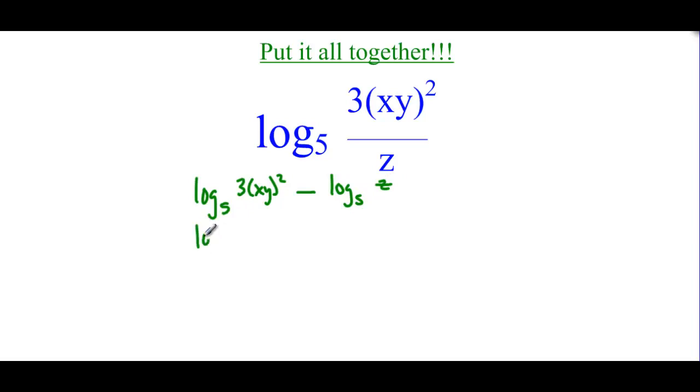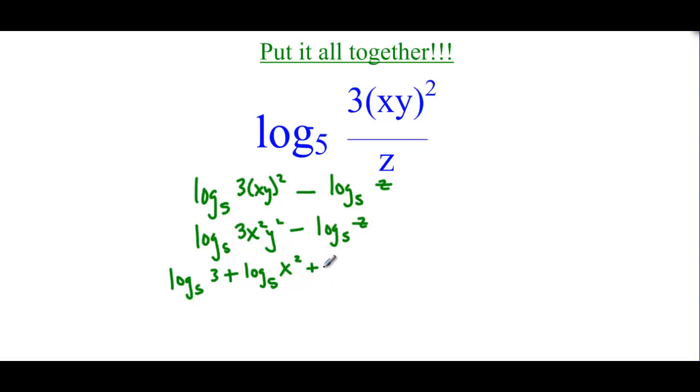I always like to simplify any parentheses I have or exponents. So this is 3 times x squared y squared. I find it makes it a lot easier in the end. Minus log base 5 of z. Now you want to deal with any terms you're multiplying together. This one's just by itself, so we don't have to deal with that, but this is 3 times x squared times y squared. So I'm going to write that as log base 5 of 3 plus log base 5 of x squared plus log base 5 of y squared minus log base 5 of z.